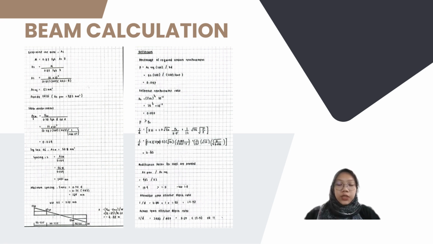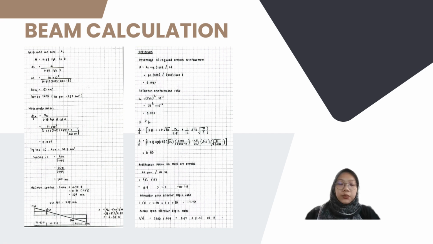So we use this formula, which is L over D equals K times [11 plus 1.5 square root FCK P0 over P minus P prime plus 1 over 12 square root FCK square root P prime over P]. Then we insert all the data. Then we got 11.80. So next we continue with the modification factor for steel area provided.